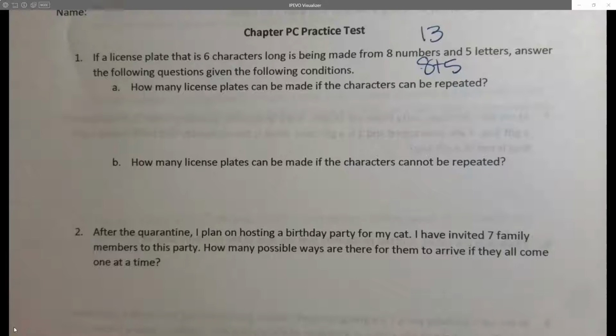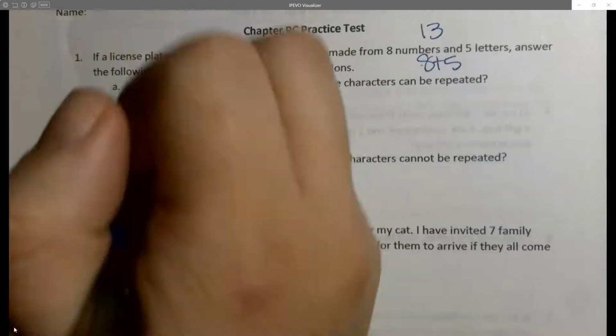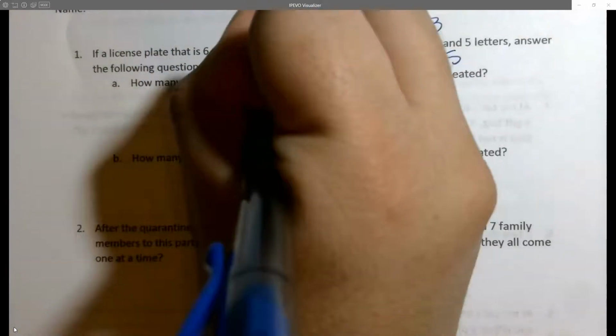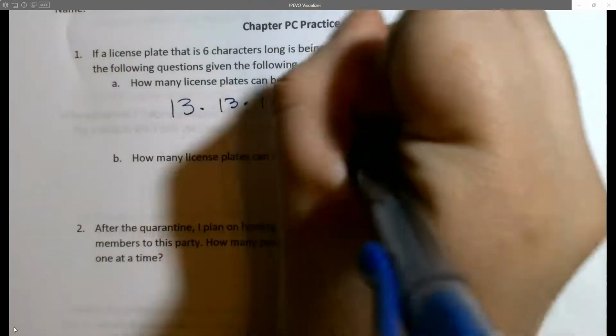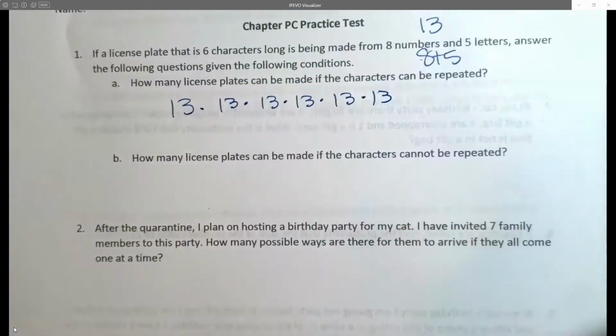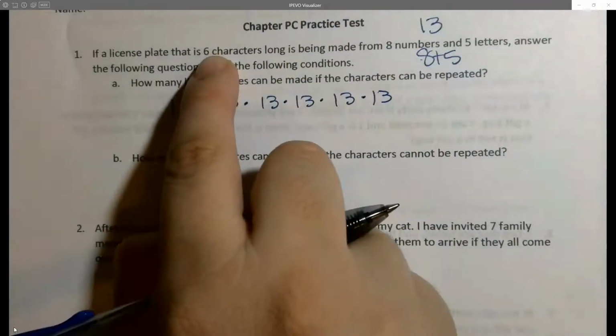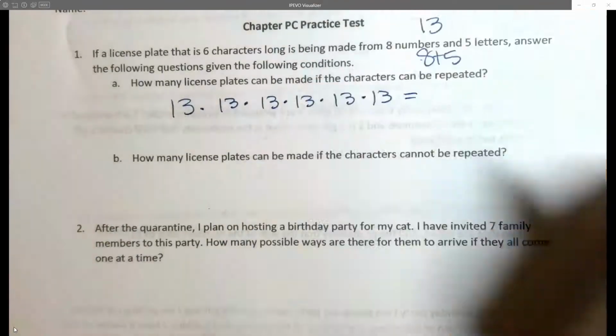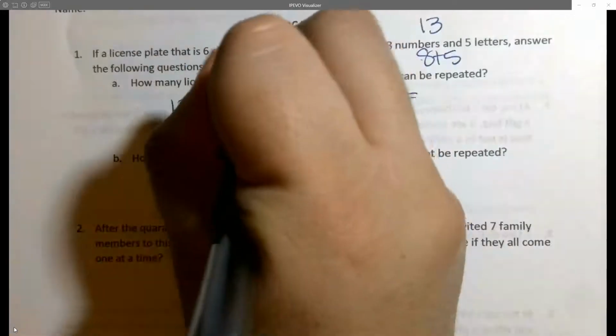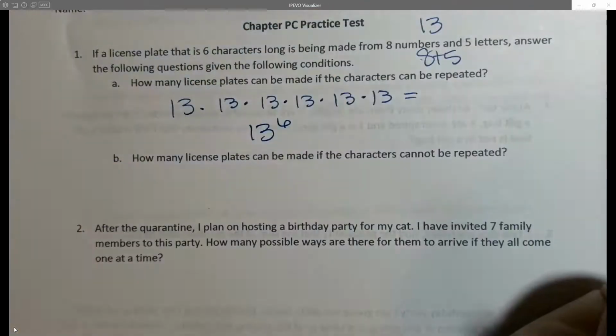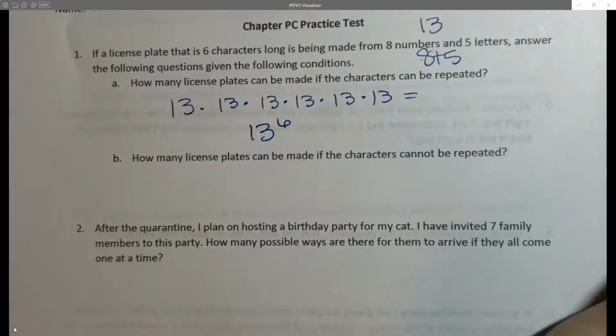A is asking me how many license plates can be made if the characters are repeated. So if I could have all of the same letter or some of the same letter, this one I would do 13 times 13 times 13 times 13 times 13 times 13. I do this 6 times because I have 6 characters, and I would just multiply that together. Another way you could do this is 13 to the 6th power. Both of them should give you the same answer.